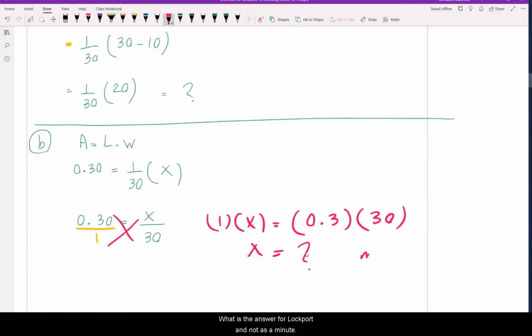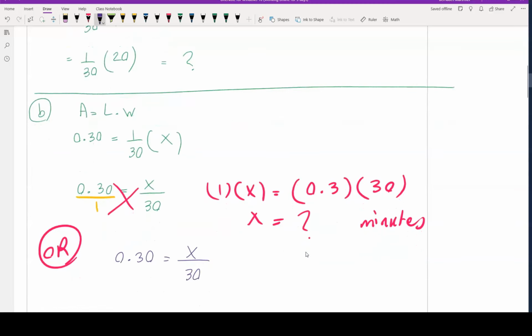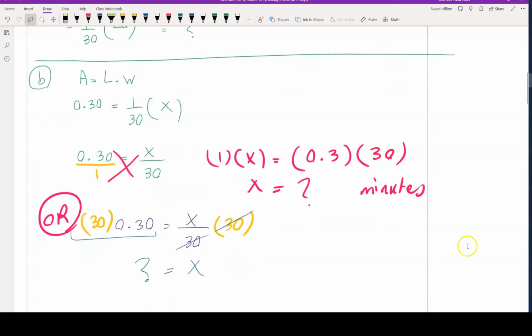So what is the answer for that part? And that is in minutes. Or, this is what I have, I'm just rewriting this part. Here we have this number in the denominator. To be able to clear the fraction, I have to multiply both sides by 30. This way I can cancel that part, and what's left is X equal to the product of these two numbers. So that's the answer, and it's in minutes.